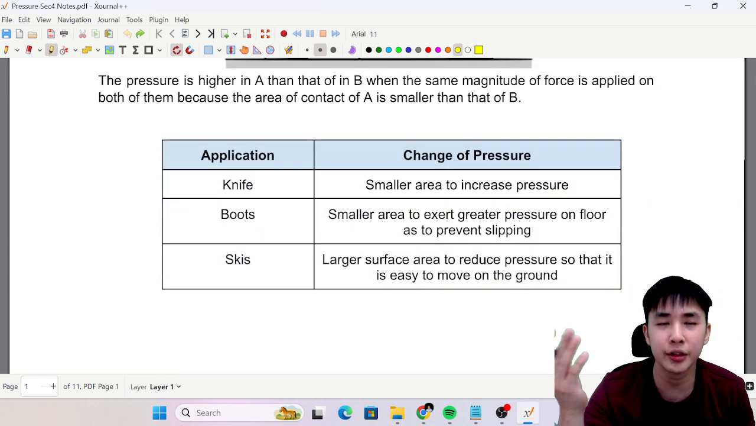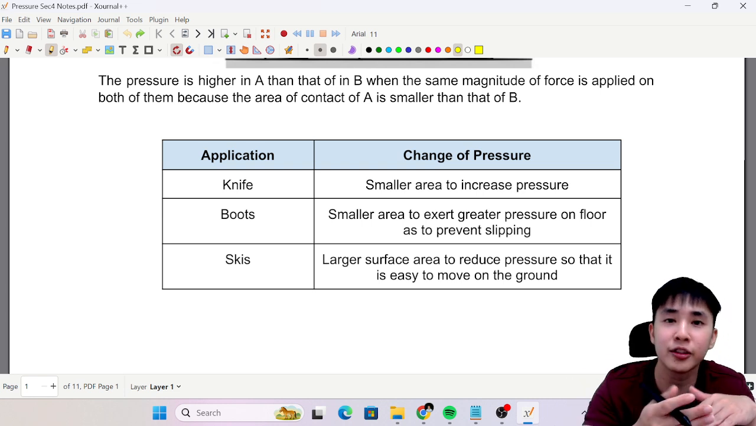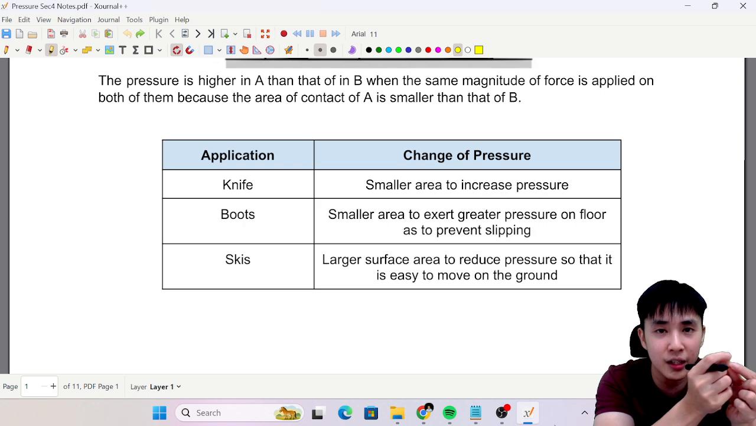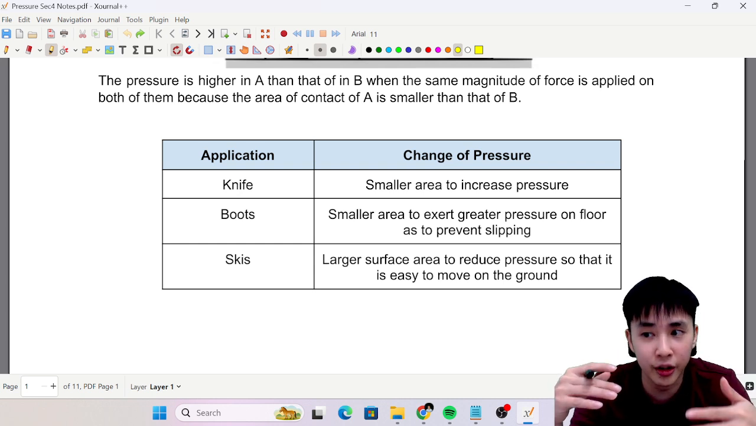So for example, you know that when you're cutting stuff with a knife, you can easily slice through whatever you're cutting. And the reason is because the surface area of the blade is really, really thin. So the pressure there is actually a lot higher.